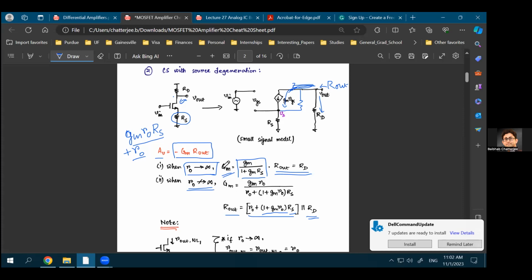So the Rout looking into the drain of the transistor when there is a resistance connected at the source will be the intrinsic gain of the transistor multiplied with the resistance connected at the source, plus RO. Now, of course, if RO is infinite, you do not need to consider any of that, and Gm times RO times RS plus RO will be equal to infinite. So it doesn't matter if RO is infinite. But if RO is finite, this is the equation that you'll end up with.